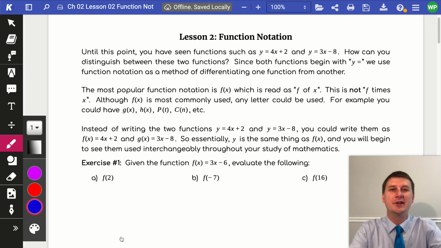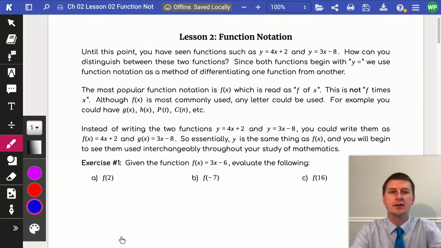Hi there and welcome to another Papetti Math YouTube video tutorial where I'm going to be teaching you, yes you, Algebra 1. And in this video we're going to continue on with Lesson 2 in Chapter 2, and this video will talk about what function notation is.